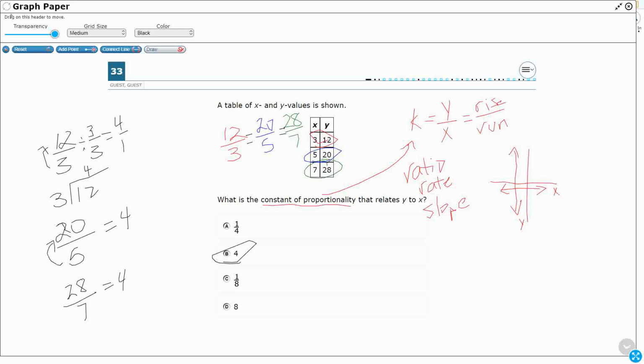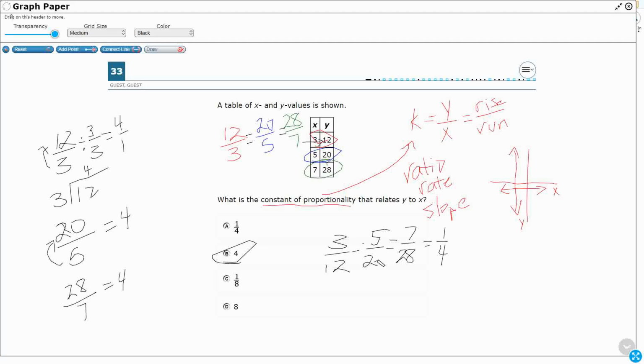Just want you to watch something tricky here, though. The way we read this is typically left to right, right? And unless you're really thinking about it, you're going to think it's 3/12, or you're going to think it's 5/20, because that's the way it reads, left to right. And what is that going to be? Well, right, that's going to be the reciprocal of 4. That's all going to equal 1/4, which is one of the options.